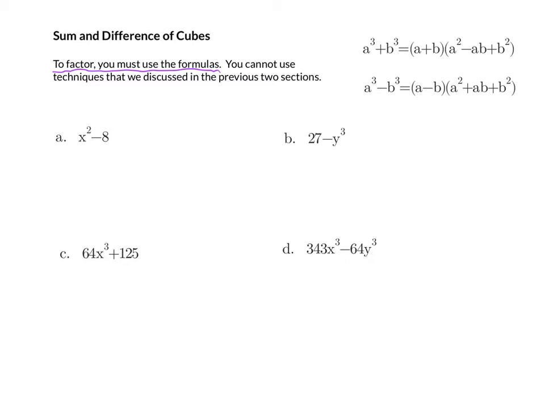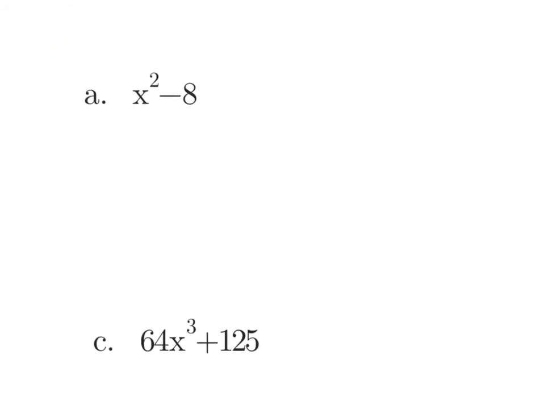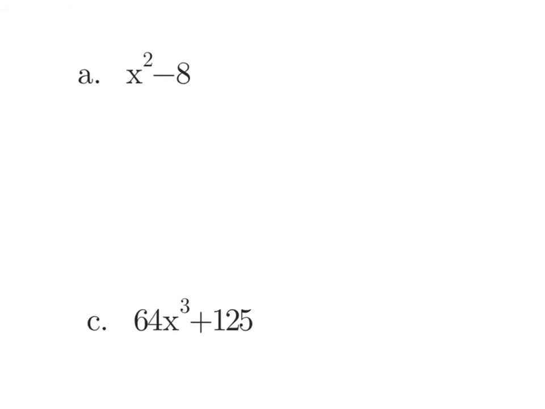So let's start with example A. The first thing that I'm going to do is write down my formula. My formula for difference of cubes is a minus b, a squared plus ab plus b squared. The other thing that I want to do is know what a and b are. Okay, now that we have the correct formula, we can go ahead and do this.